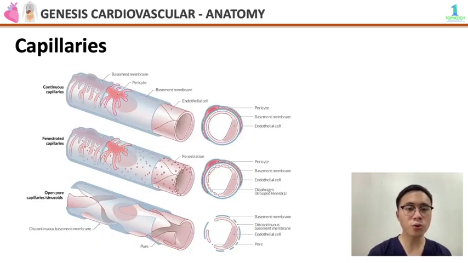So, here is to show you, no, yung three different types that we mentioned earlier: continuous, fenestrated, and sinusoidal. Again, tingnan ninyo yung very prominent discontinuous basement membrane in a sinusoidal type of capillary. Okay? So, that's why tinatawag din siya minsan na open pore capillary.